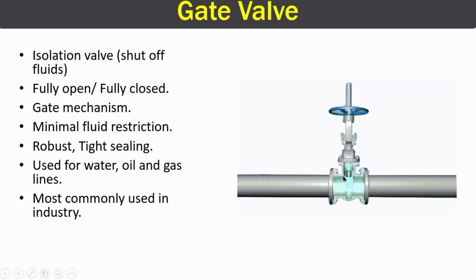So this valve has gate-like mechanism, and it has minimal restriction. It means that when this valve is completely opened, it offers very less restrictions in this area. So the result of that thing is there is very less pressure drop or very less flow rate drop, and they offer tight sealing. That's why they are used in shut off applications, and they are used in water lines, oil and gas pipelines, and they are most common type of the valves used in any plant.